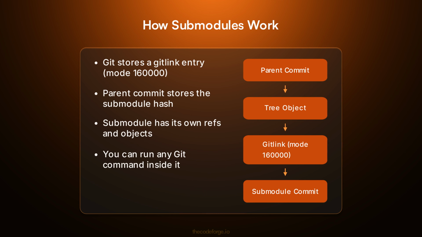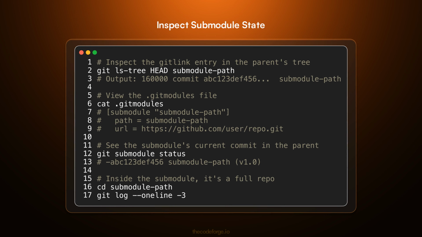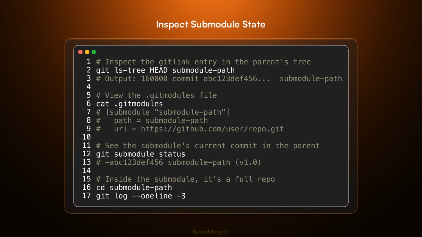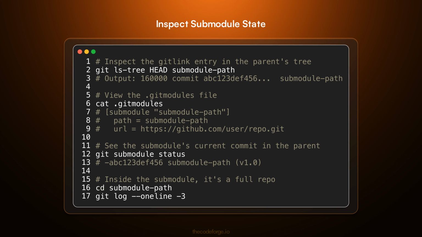When you clone, Git sees the gitlink, creates an empty directory at that path, and records that the submodule needs to be fetched. The actual checkout happens only when you run git submodule update. Use git submodule status to see the state of all submodules. The leading character tells you: minus means uninitialized, plus means modified, U means conflict. You can also inspect the gitlink entry directly with git ls-tree.